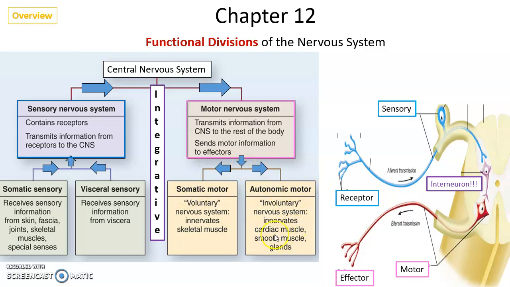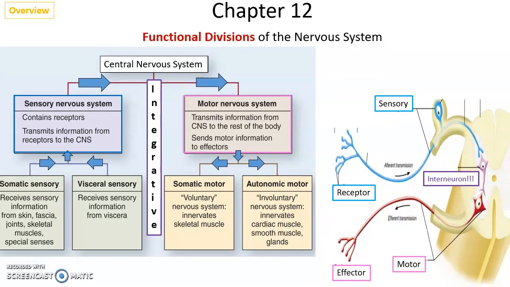And then we also have the autonomic motor nervous system. These are the motor neurons that are going to control things that we don't consciously think about. The various organs and glands in our body that do the various jobs they do without us having to consciously think about it.